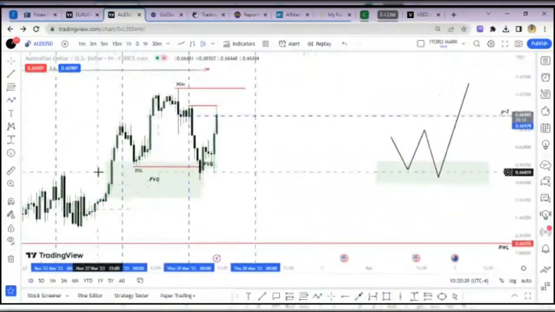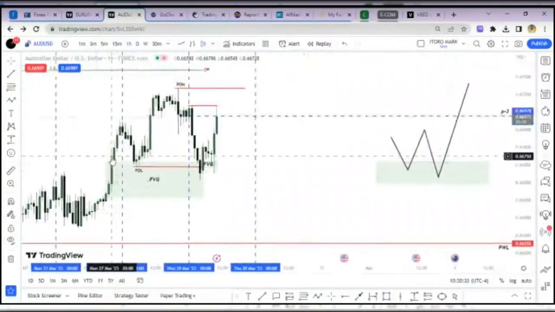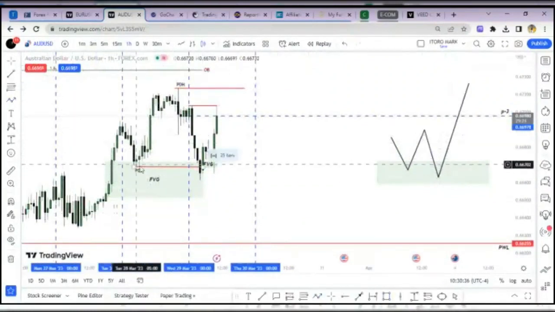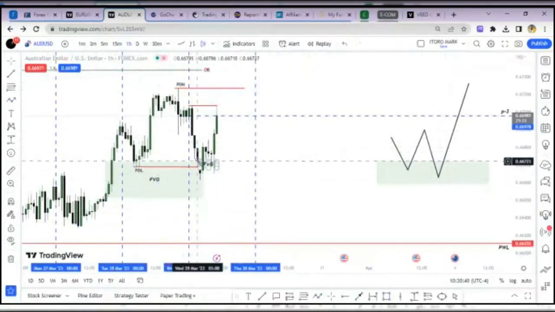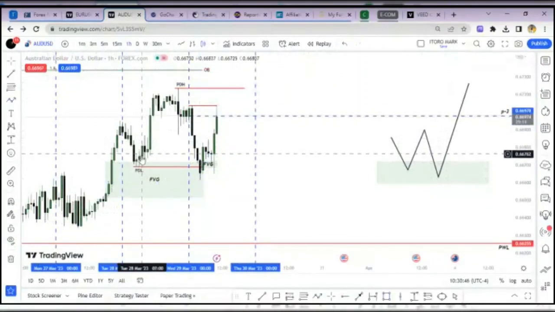As you can see, the fair value gap was formed on Monday. And then what happened? Price tapped into that fair value gap on Tuesday, and then left a low. That was the low of the day, the low of the day on Tuesday.